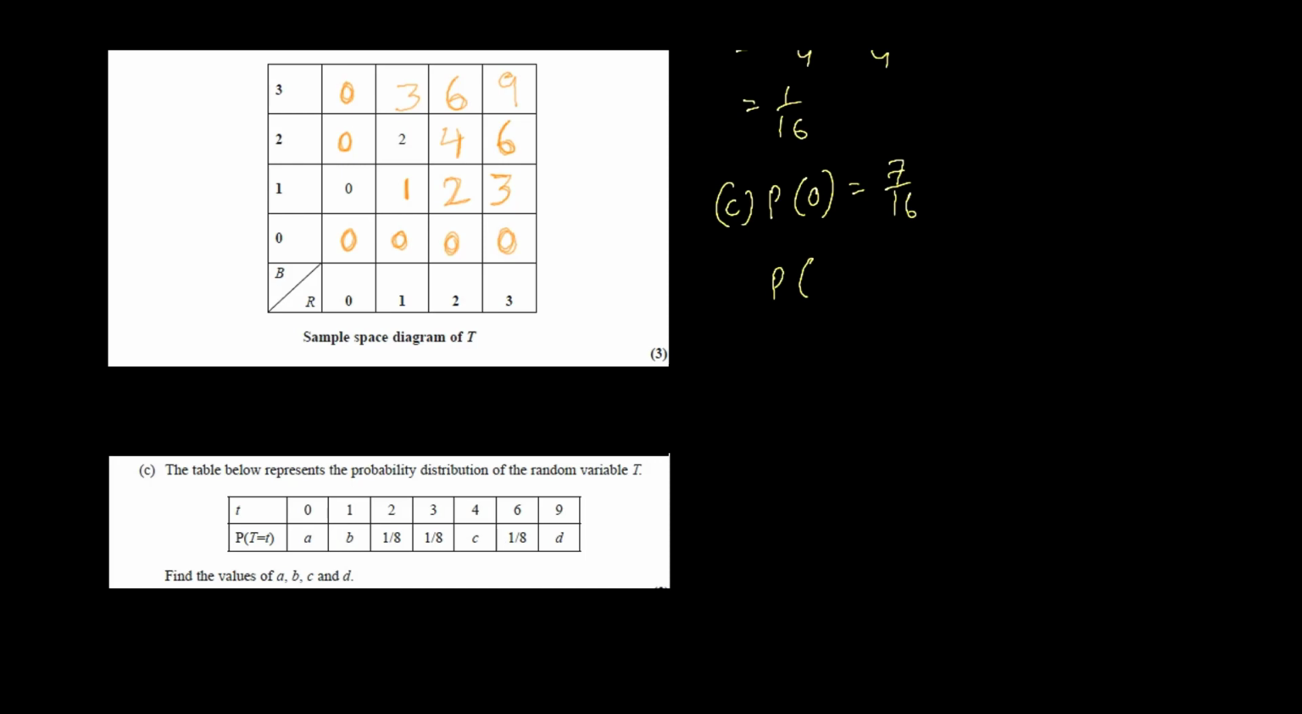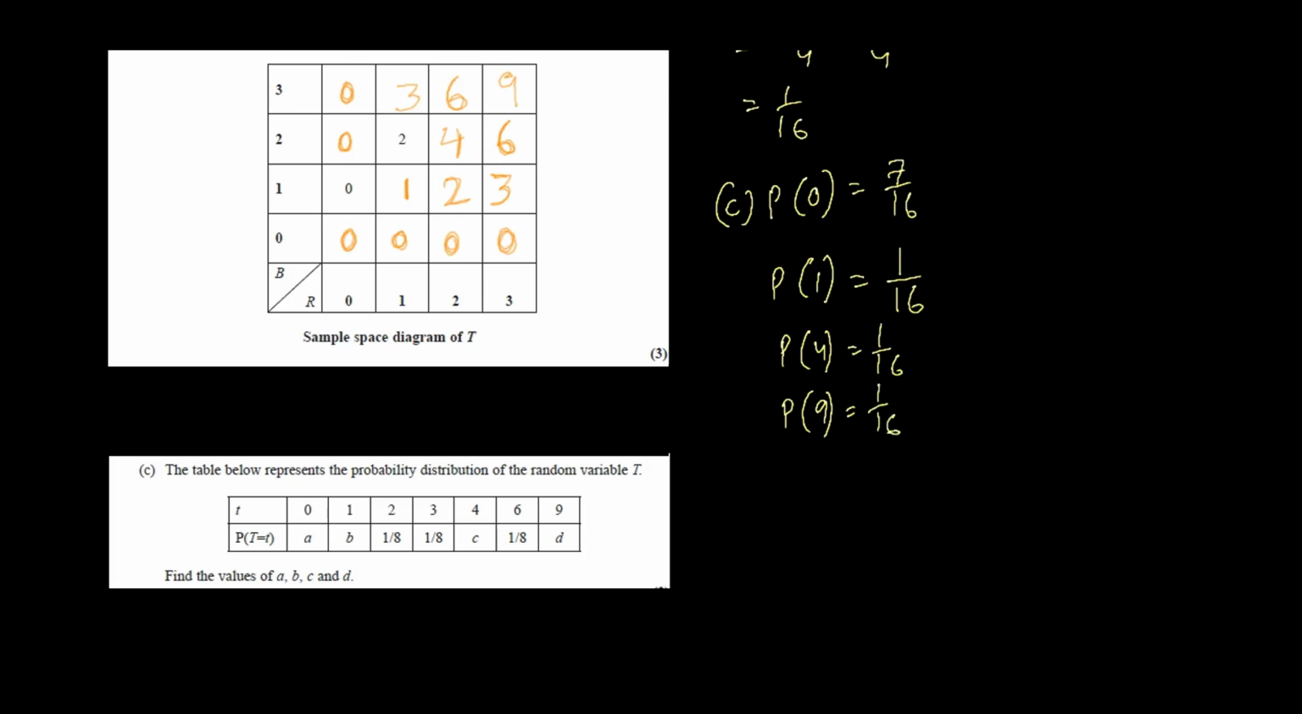Probability of 1. How many 1s do we have here? There's only one 1, so 1 out of a sample space of 16. So 1 by 16, that is the value of B. Then 4, how many 4s do we have? There's only one 4, so the probability of getting a 4 is also 1 by 16. And then 9, there's also one 9, so the probability of getting a 9 is 1 by 16.